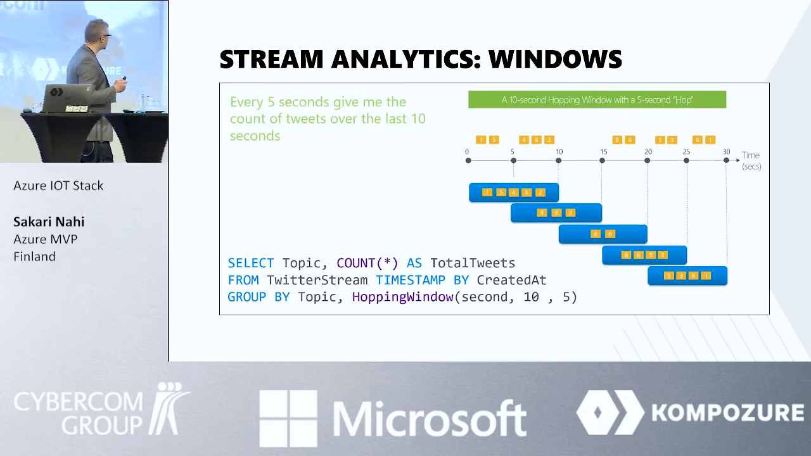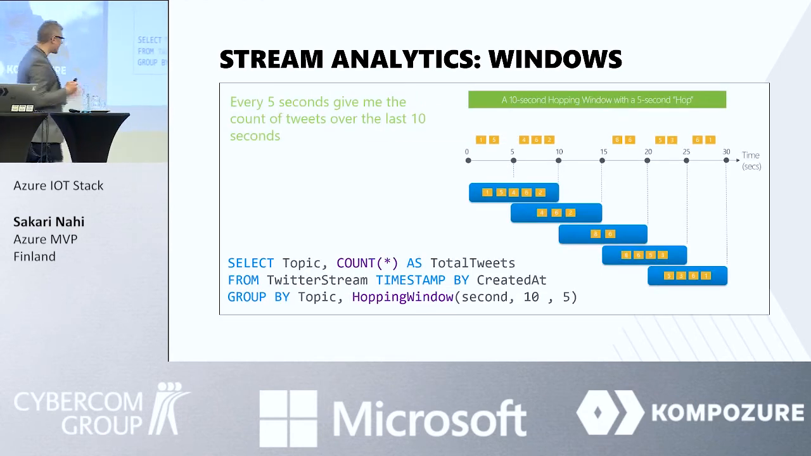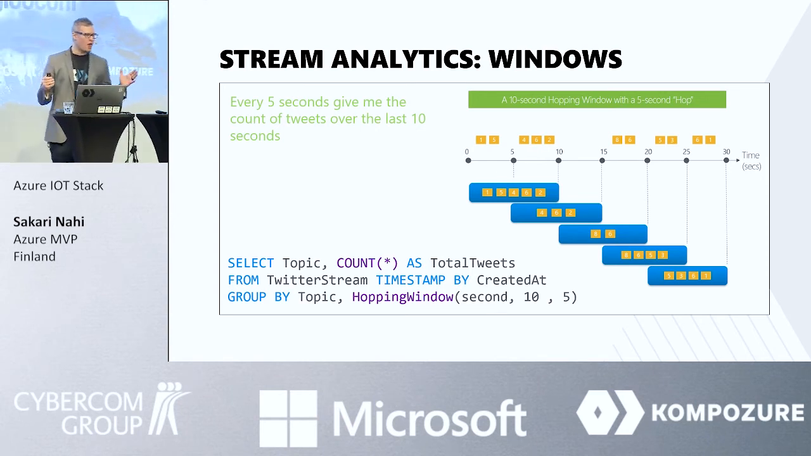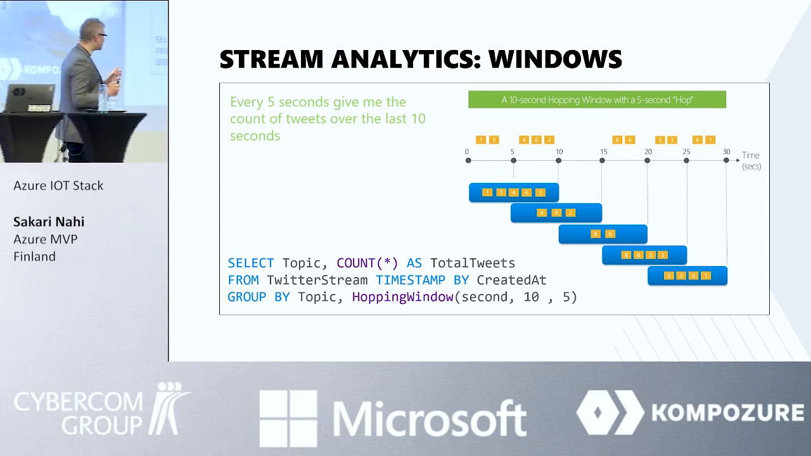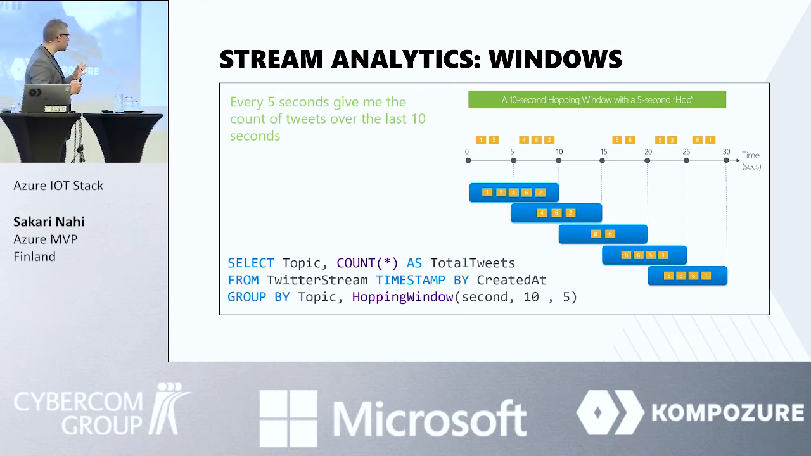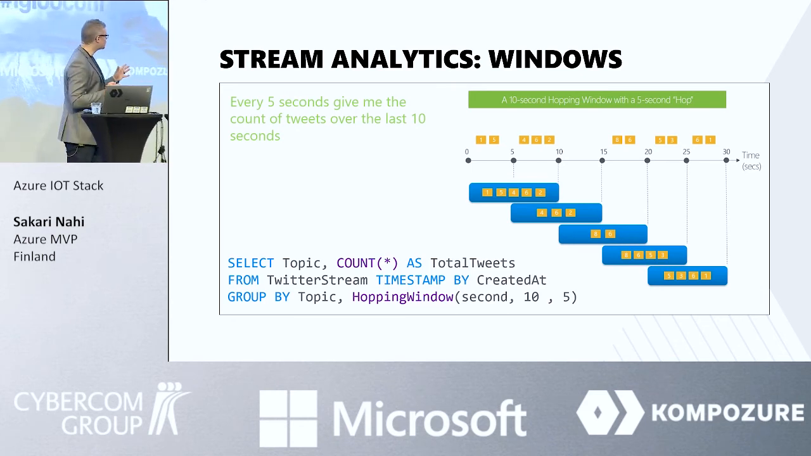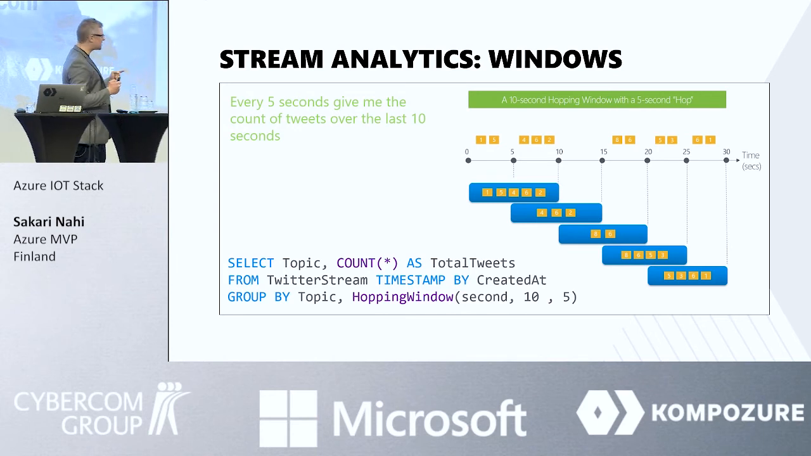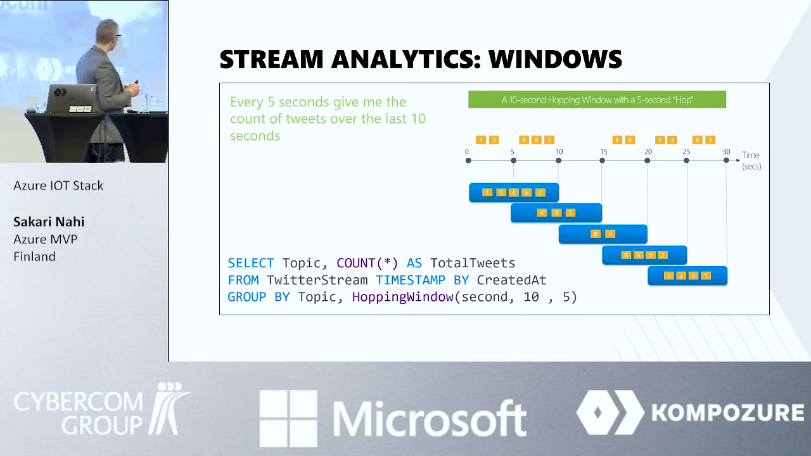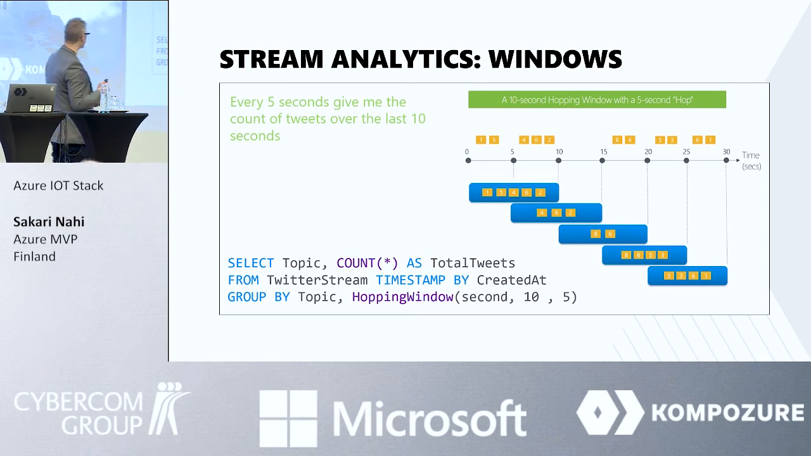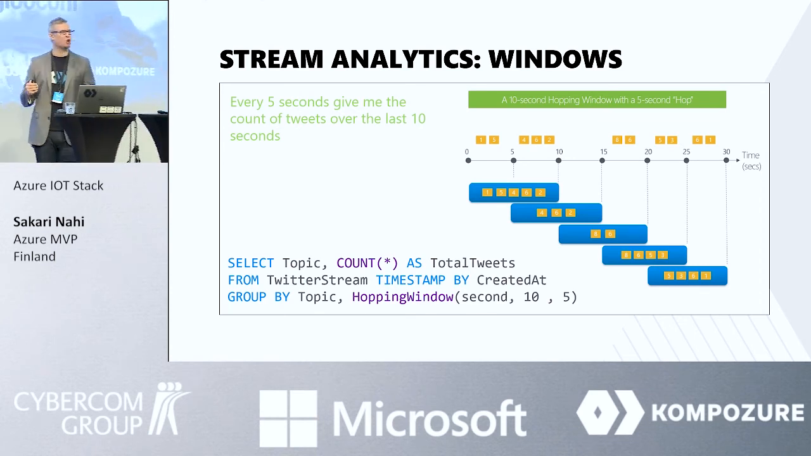Then there is this hopping window, where you define the window length and when it starts, so that you can have overlapping windows. Otherwise the same. This one will return, from the last 10 seconds, updated every 5 seconds, the count of tweets for a given topic.